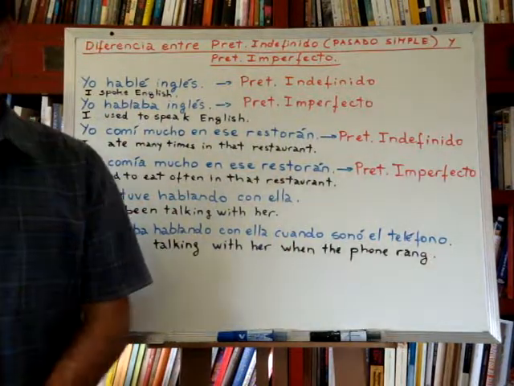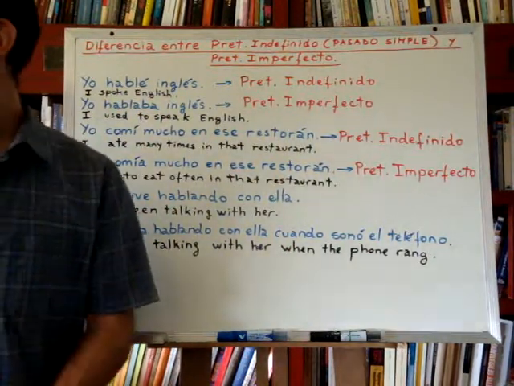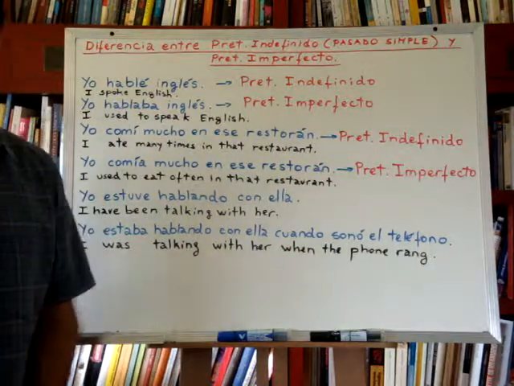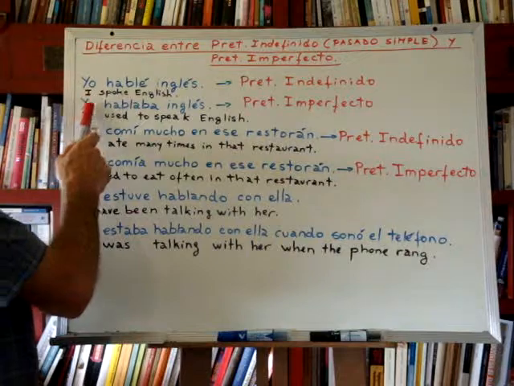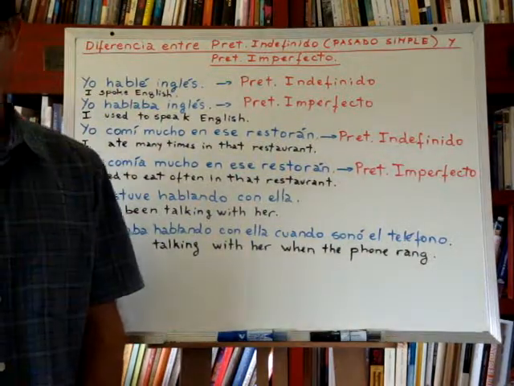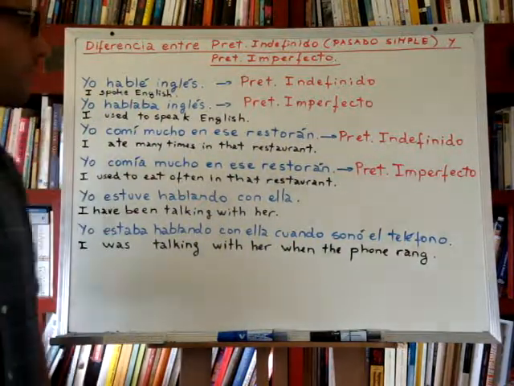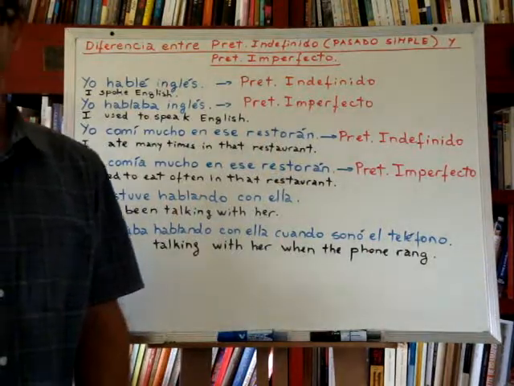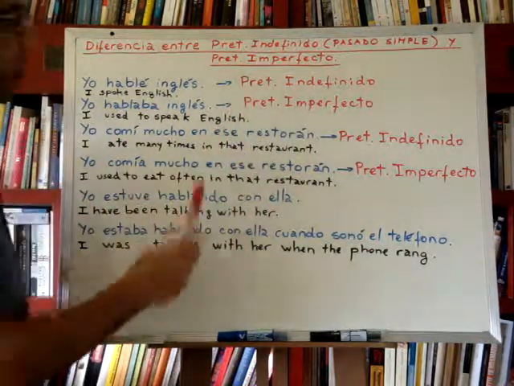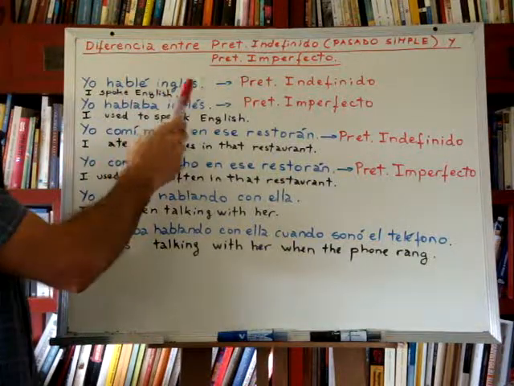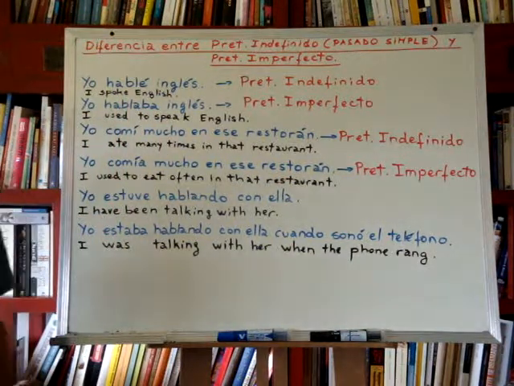For example, I used to eat in that restaurant. In Spanish, we would use pretérito imperfecto. We would say, yo comía en ese restaurante, okay? And if we want to say, I ate in that restaurant, we would use pretérito indefinido. Yo comí en ese restaurante, okay?